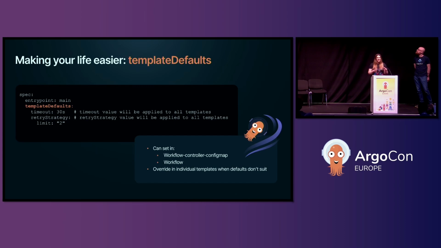Another way to make things easier is to set sensible defaults. In particular here, we are talking about template defaults. You can set these in Workflow Controller Config Map, that's your global or Argo Workflows wide defaults, at the workflow level, or you can override these in individual templates where the defaults don't suit.